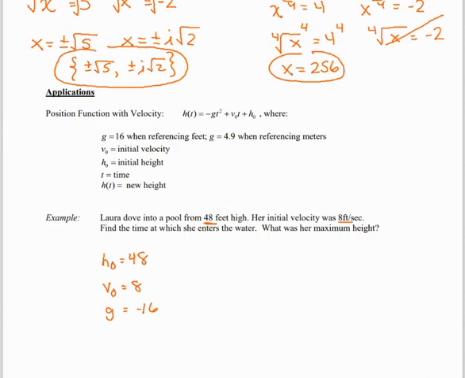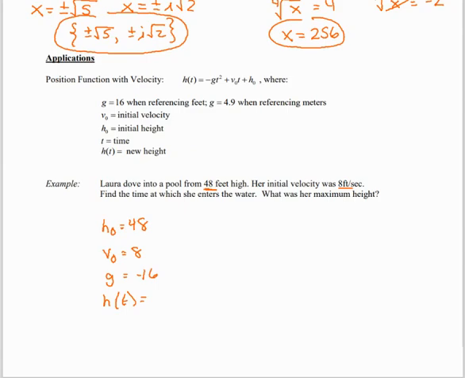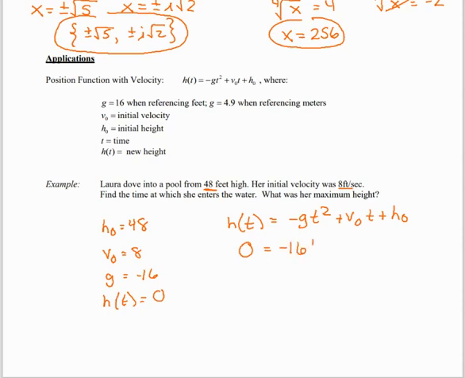And then we're looking for time, so it means we need to know what h of t is. So h of t is the new height. Well, what are we looking for? The time she enters the water. So the height of the water is 0. So now I can set up an equation. Okay, so remember, here's the general position function. And we'll fill those pieces in. So I'm looking for when I have a height of 0. Our gravity is negative 16. We don't know our time. That's what we're looking for, so I leave t. Our initial velocity is 8. We don't know t, and our initial height is 48. So here's my equation.